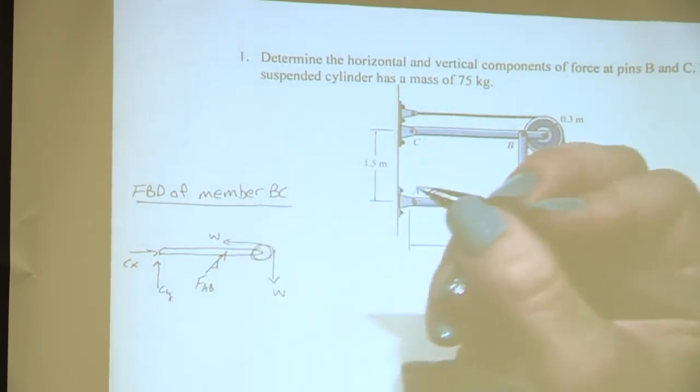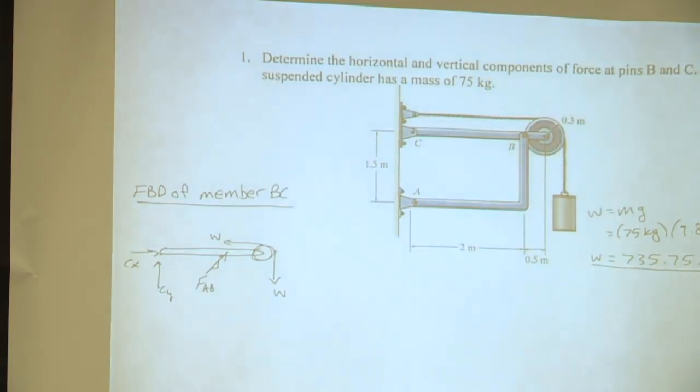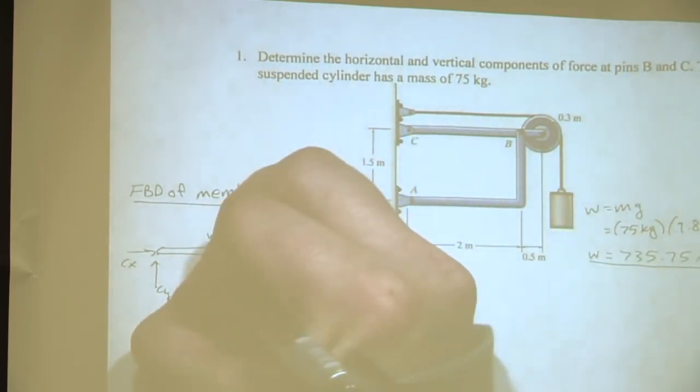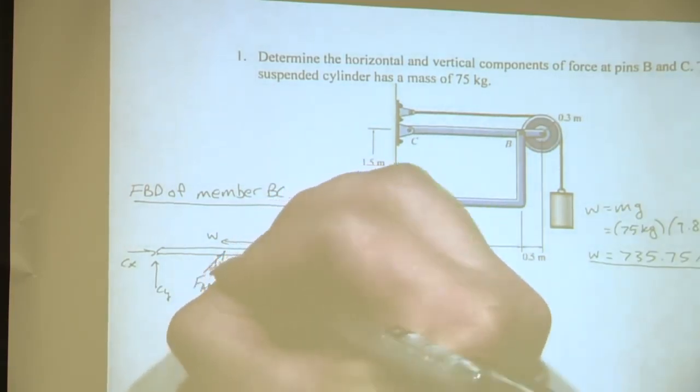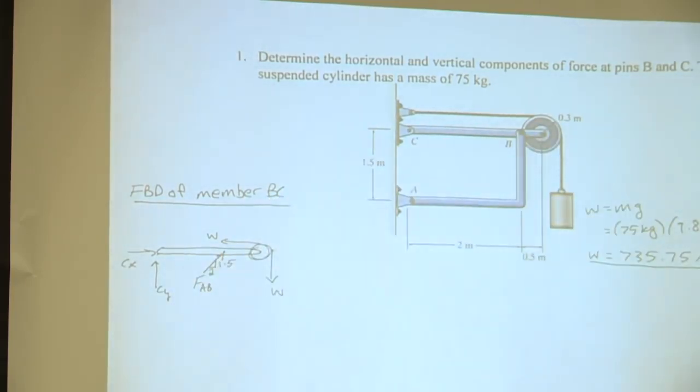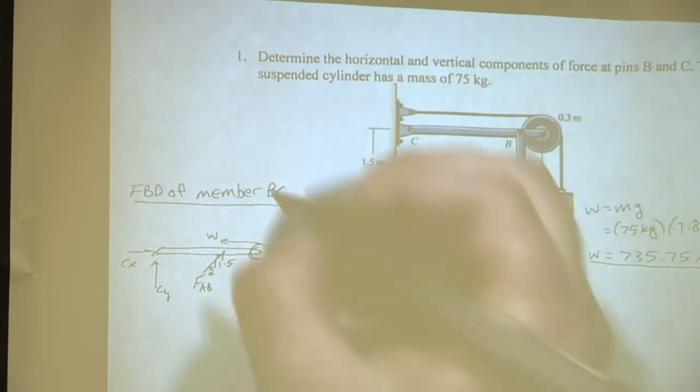Now, what goes on this triangle here? The lower part of the triangle, what dimension should that be? 2 meters. And for the height? And for the hypotenuse? Okay, awesome, 2.5.